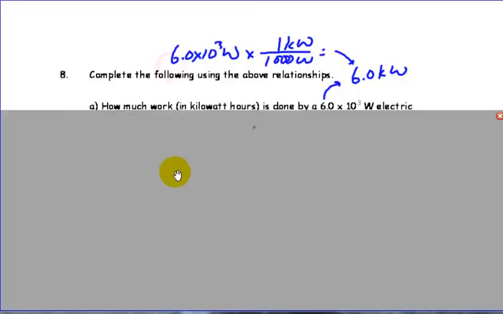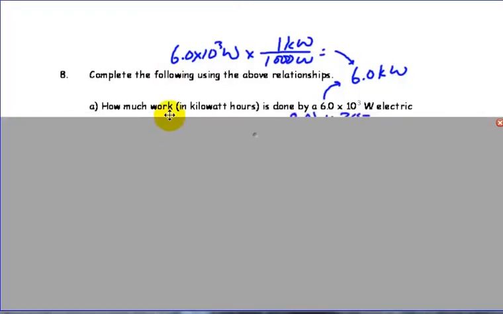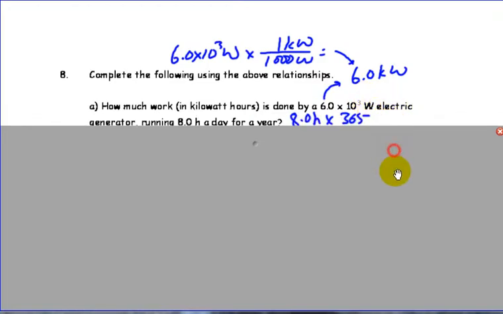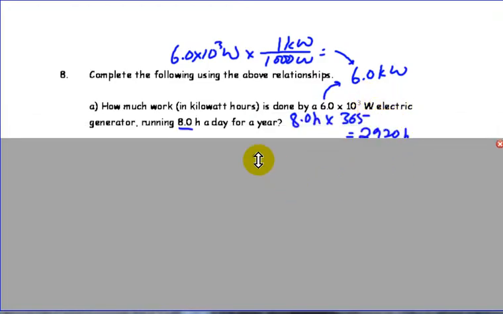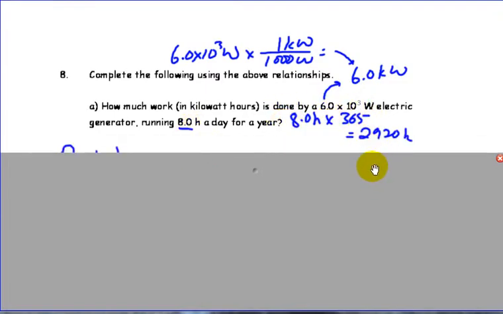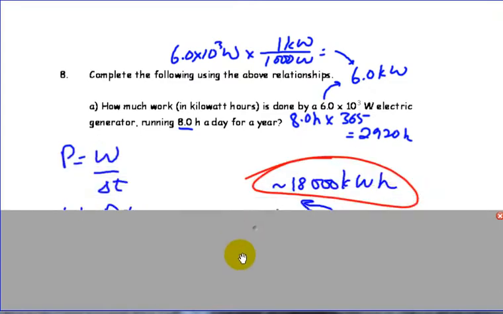If we look at a question here: how much work in kilowatt hours, so remember that's a unit of work, watt seconds or kilowatt hours, because you have power times time, is done by a 6.0 times 10 to the 3 watt electric generator running 8 hours a day for a year? So 8 hours a day, 8 hours times 365, that's a total of 2,920 hours.